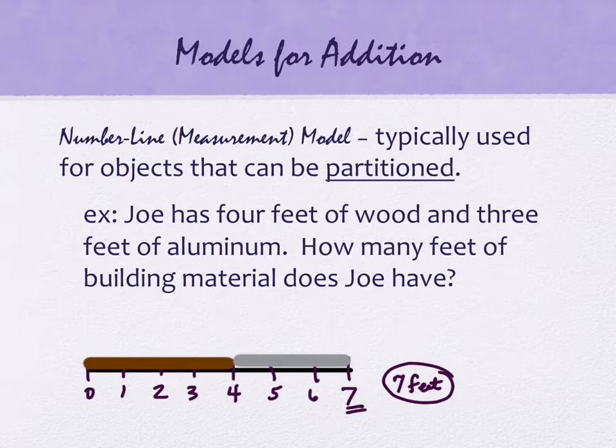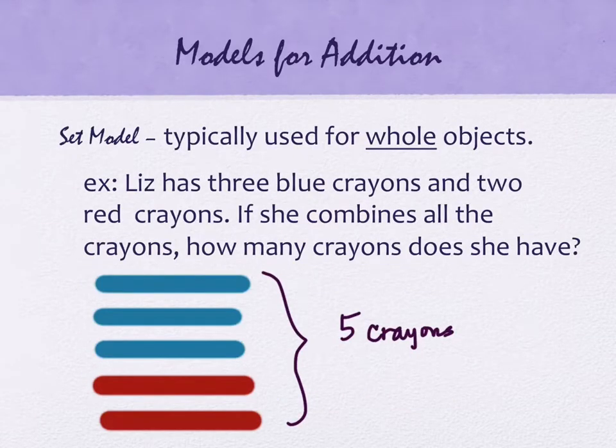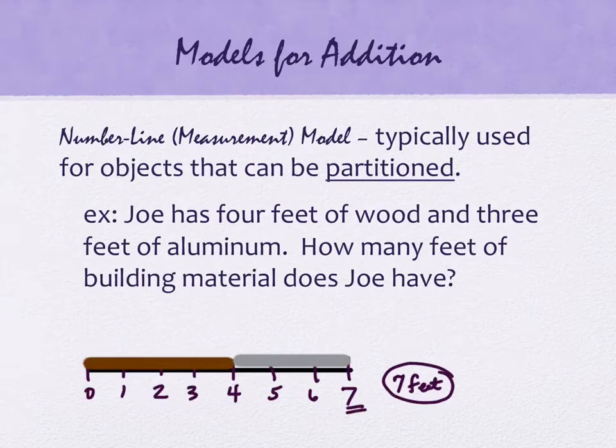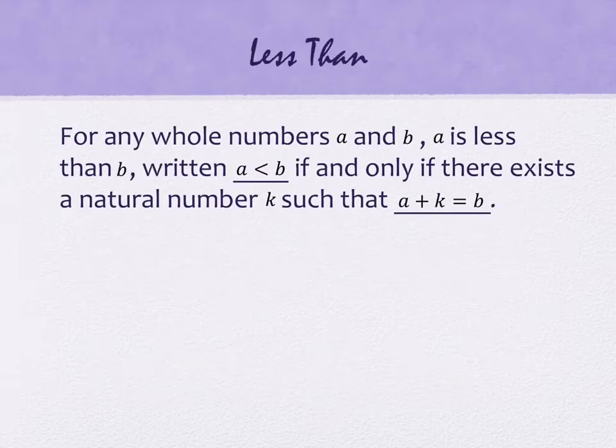I hope you notice that as I do the problems, over here the answer wasn't 5, the answer was 5 crayons. And here the answer is not 7, the answer is 7 feet. So if we've got context in the problem, then the answer should have context as well. All right, there are some more models we're going to do for subtraction later on, but in between, we're going to talk about a couple other things.